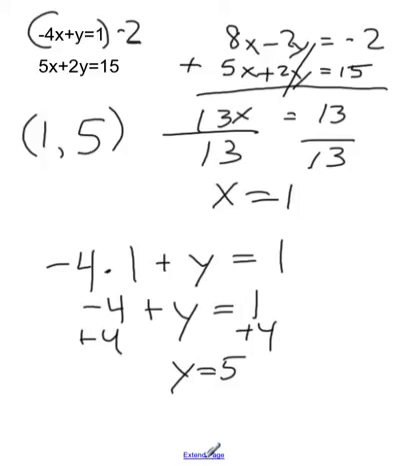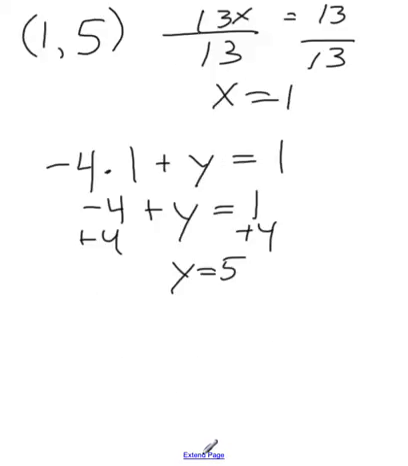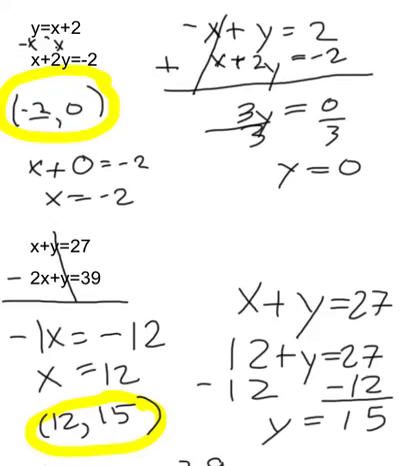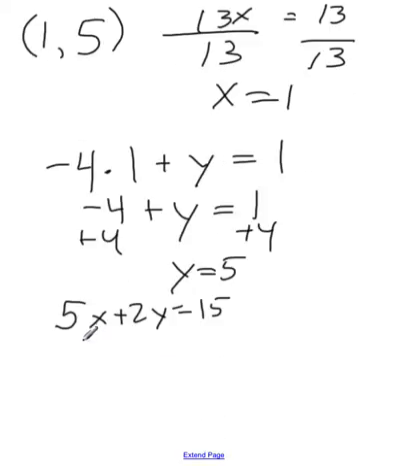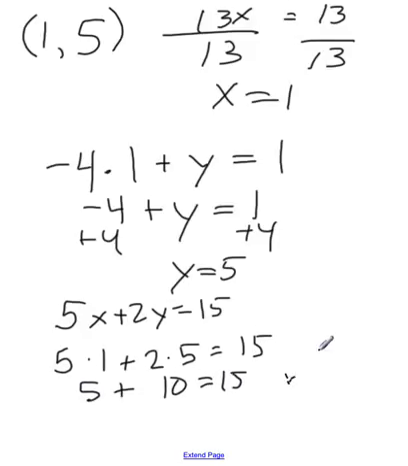Now, is that my solution? Let's just do a check. My equation was 5x plus 2y equals 15. Okay, and my solution was 1, 5. So now I'm just checking it. I'm putting in 1 for x. I'm putting in 5 for y. And I want to see if it equals 15. So I have 5 plus 10 equals 15, and indeed it works.